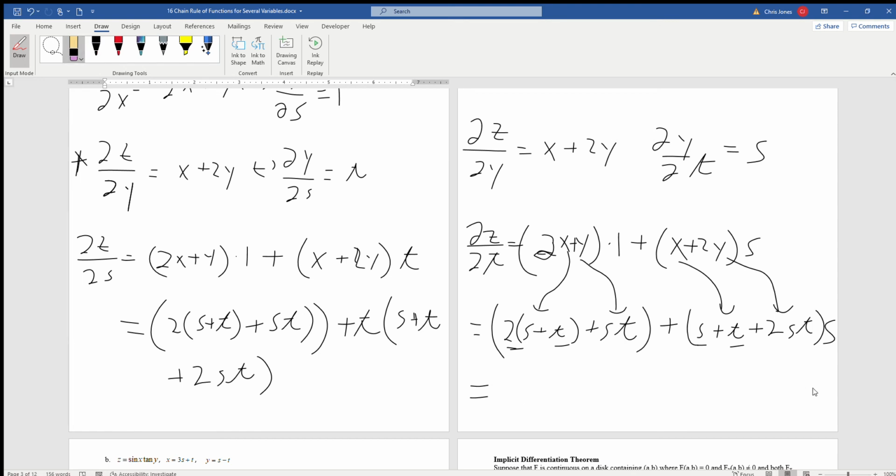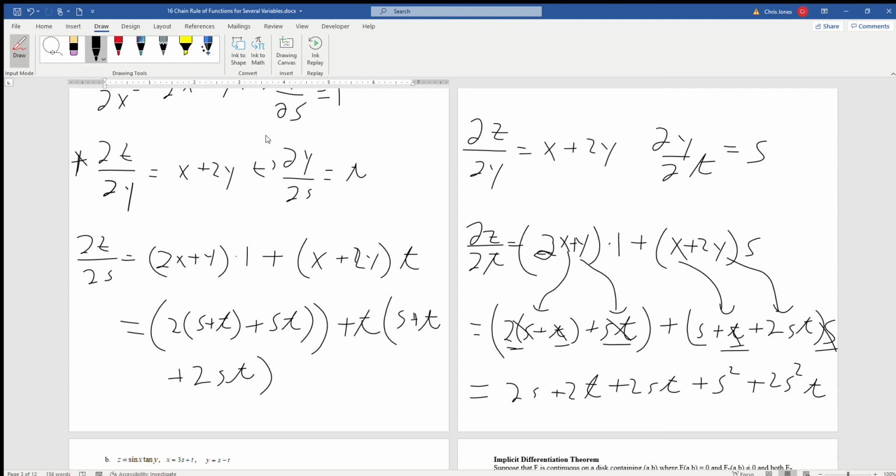So we'll end up with s squared. So we'll just distribute really quick. So we have 2s, 2t. We have an st, and then we have an st right here. So we're going to have 2 st's. And then we have s squared, and then we have 2s squared t. All right, so just to say that we've done it once.